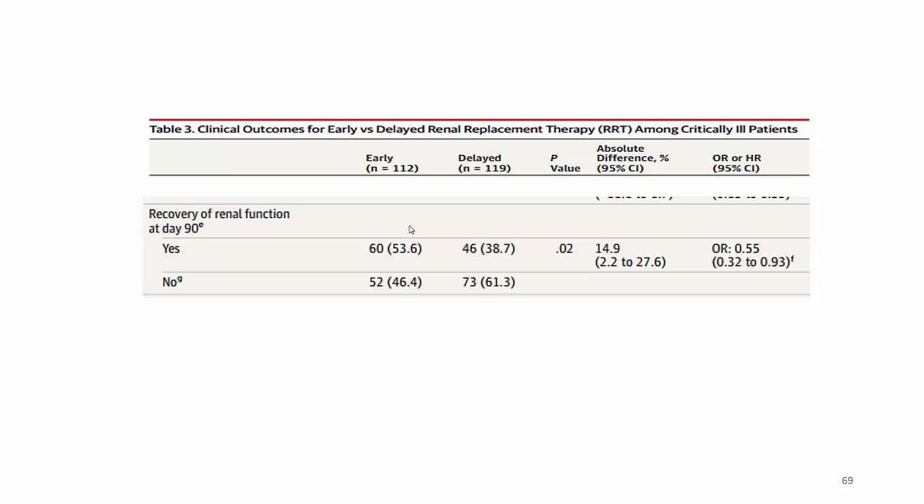Also, interestingly, something that supports my stance is that a significantly greater number of patients in the early group had recovered their kidney function at 90 days. So we don't even know if they needed dialysis in the first place. They might have never needed dialysis, those patients. So it brings up the question of whether they should have been dialyzed or not. And the odds ratio is 0.5, so pretty significant. I think that's all I have to say.